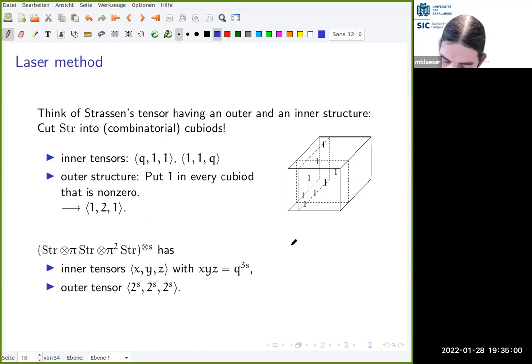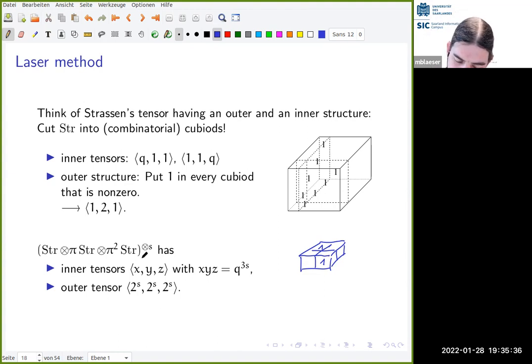And I also want to have an outer structure, and the outer structure I get by shrinking everything here to size 1 by 1 by 1. So it would look like this. So this is now a matrix, and I put a 1 in every position where I have a non-zero tensor here. So there would be a 1 here, corresponding to this tensor here, and there's a 1 here, corresponding to that tensor. And this is again now an identity matrix. And this corresponds to the one-by-one matrix multiplication tensor.